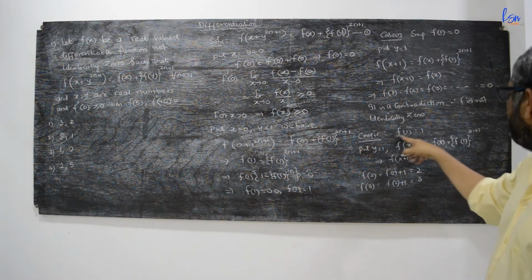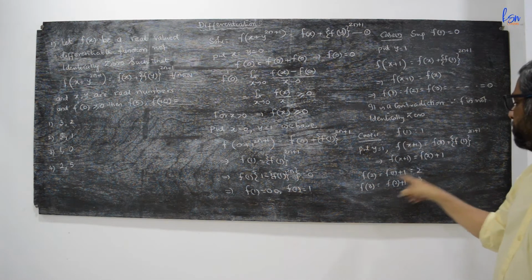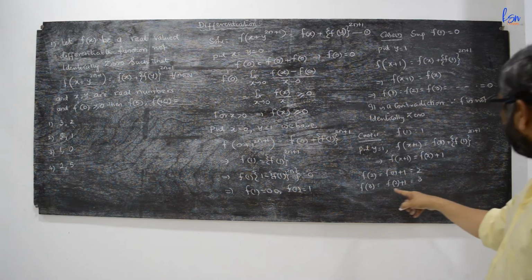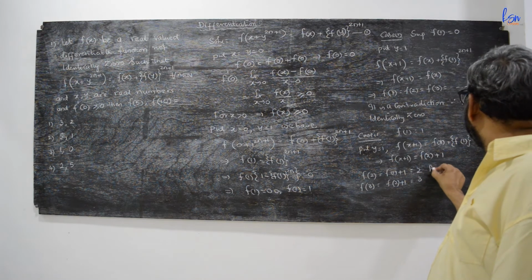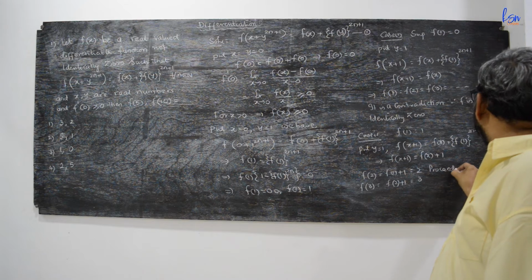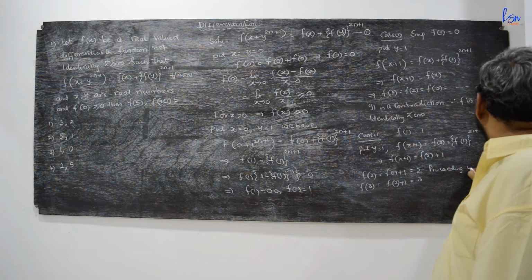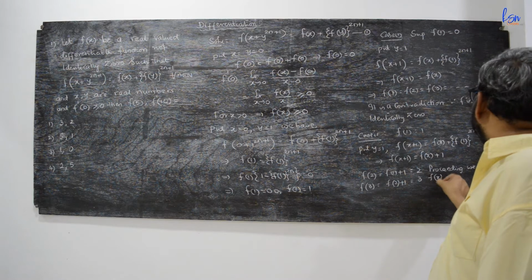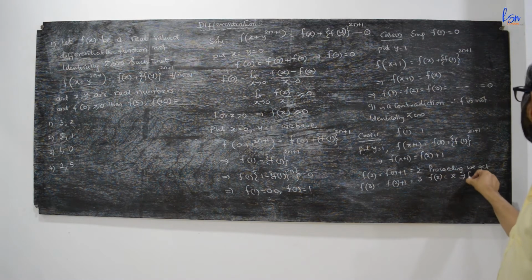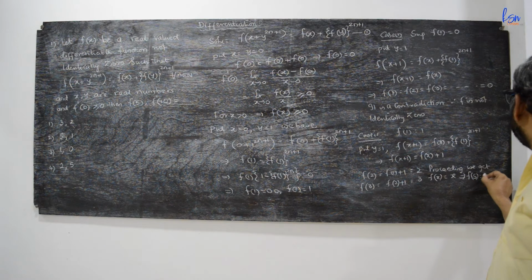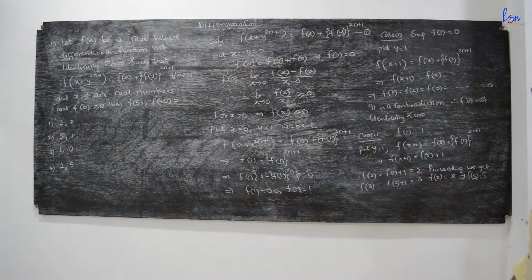So here f of 1 equal to 1, f of 2 equal to 2, f of 3 equal to 3. Likewise you can proceed, and therefore here proceeding we get f of x is equal to x. This implies f of 5 is equal to 5.